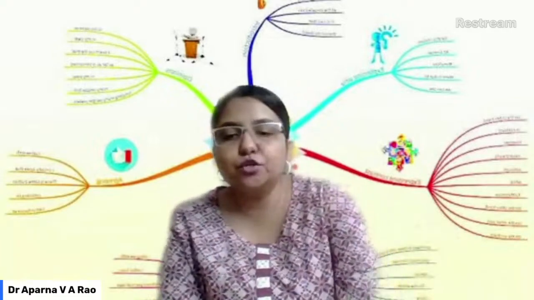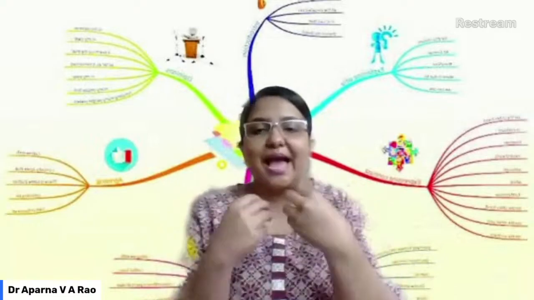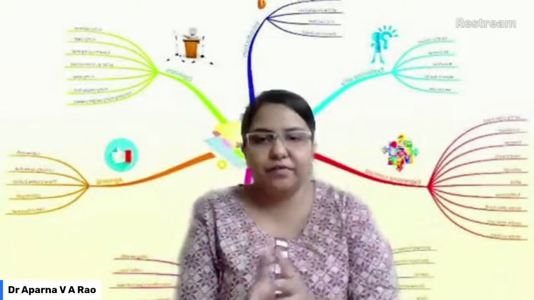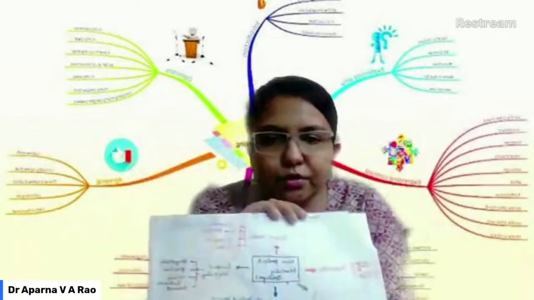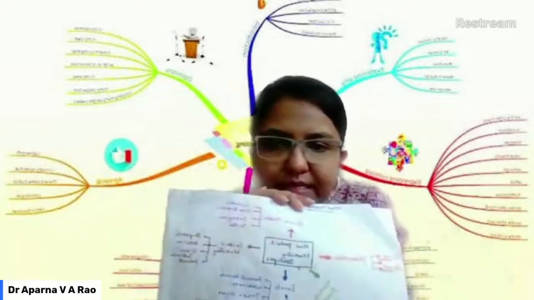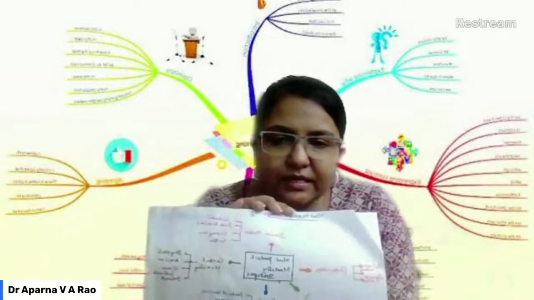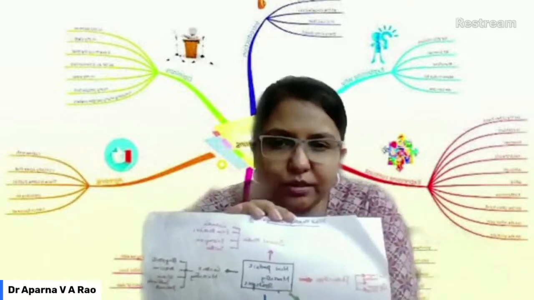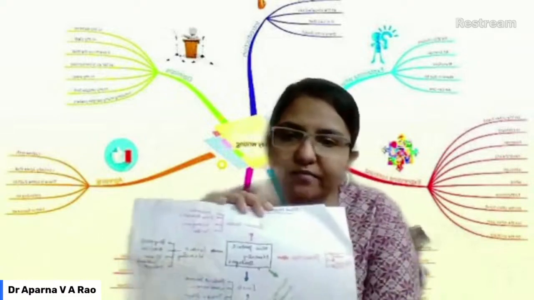So I am going to show you two examples, my handwritten mind maps, which I have created for your understanding. So the first is here. I don't know how much of this is visible. This is my handwritten mind map. I know this is not very clear, but I will tell you what I have written.